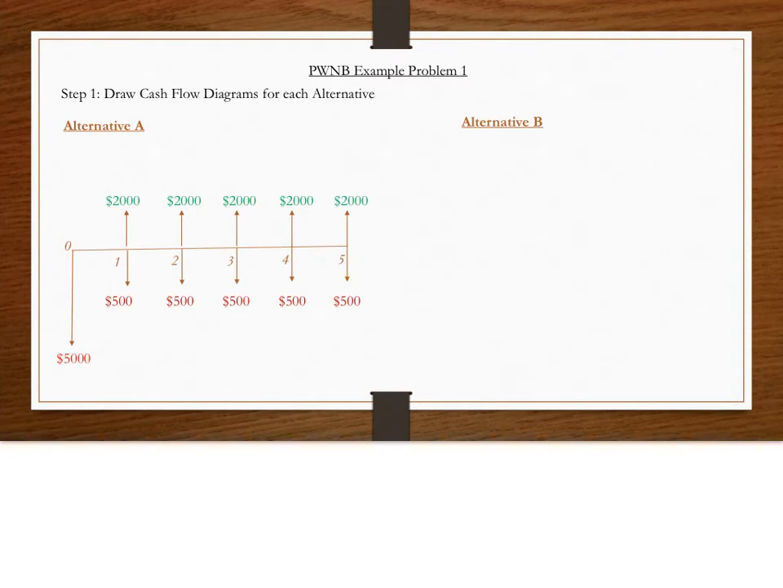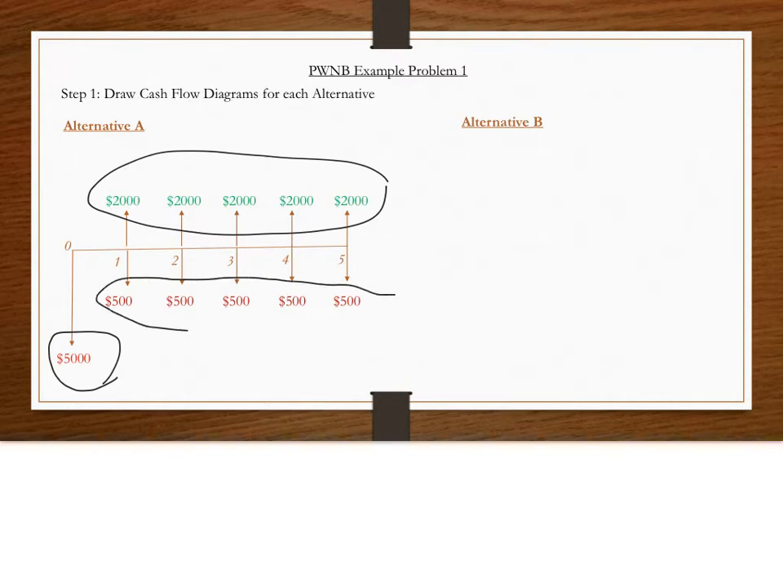The first thing we do is develop a cash flow diagram. So for alternative A, we show our capital cost of $5,000 in red pointing down at year 0. We also showed the $2,000 annual revenue at the ends of years 2, 3, 4, and 5 in green pointing up. Conversely, we show the operational and maintenance or O&M costs of $500 in red at the end of years 1, 2, 3, 4, and 5.